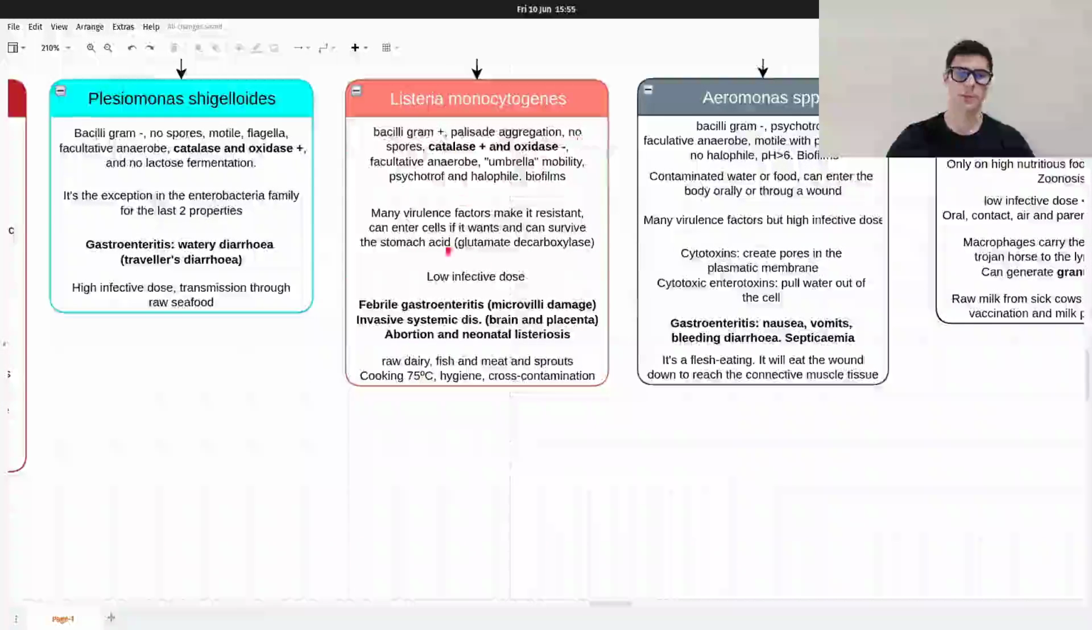We find Listeria monocytogenes in raw dairy, fish and meat, and sprouts as well. Prophylaxis: cooking at more than 75 degrees. Hygiene and be careful with cross-contamination.